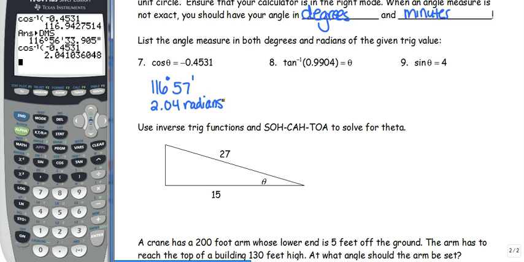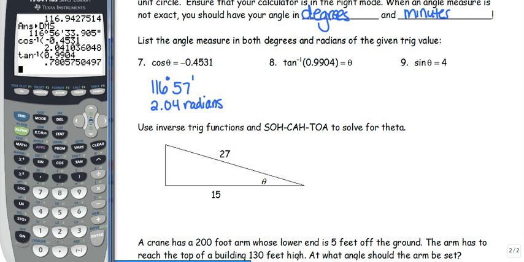So when our answers are not exact from the unit circle, we can do both degrees and radians in our calculator. But the most important thing is checking to make sure that your calculator is in the correct mode for the answer that you're looking for. So our next one, we have inverse tangent because we're looking for the angle measure, 0.9904. We hit enter. Don't forget that that was not degrees. Our calculator is still in radian mode, so that's 0.78 radians.